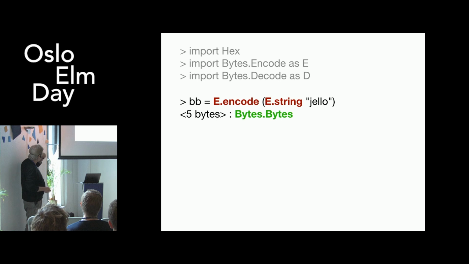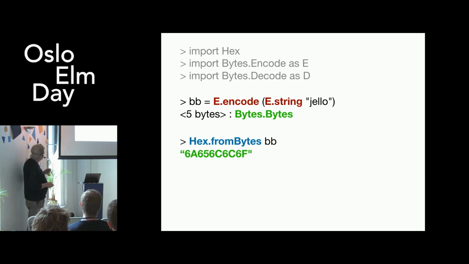And I like to be sure that I'm doing what I think I'm doing. So that was the purpose of the hex package. If I apply from bytes to the byte sequence, I get 6A, 65, 6C. By the way, you see 6C, 6C, so that's the repeated character LL. Okay. Anyway, that's correct. That is indeed the hexadecimal version of the ASCII code version of the string "jello".